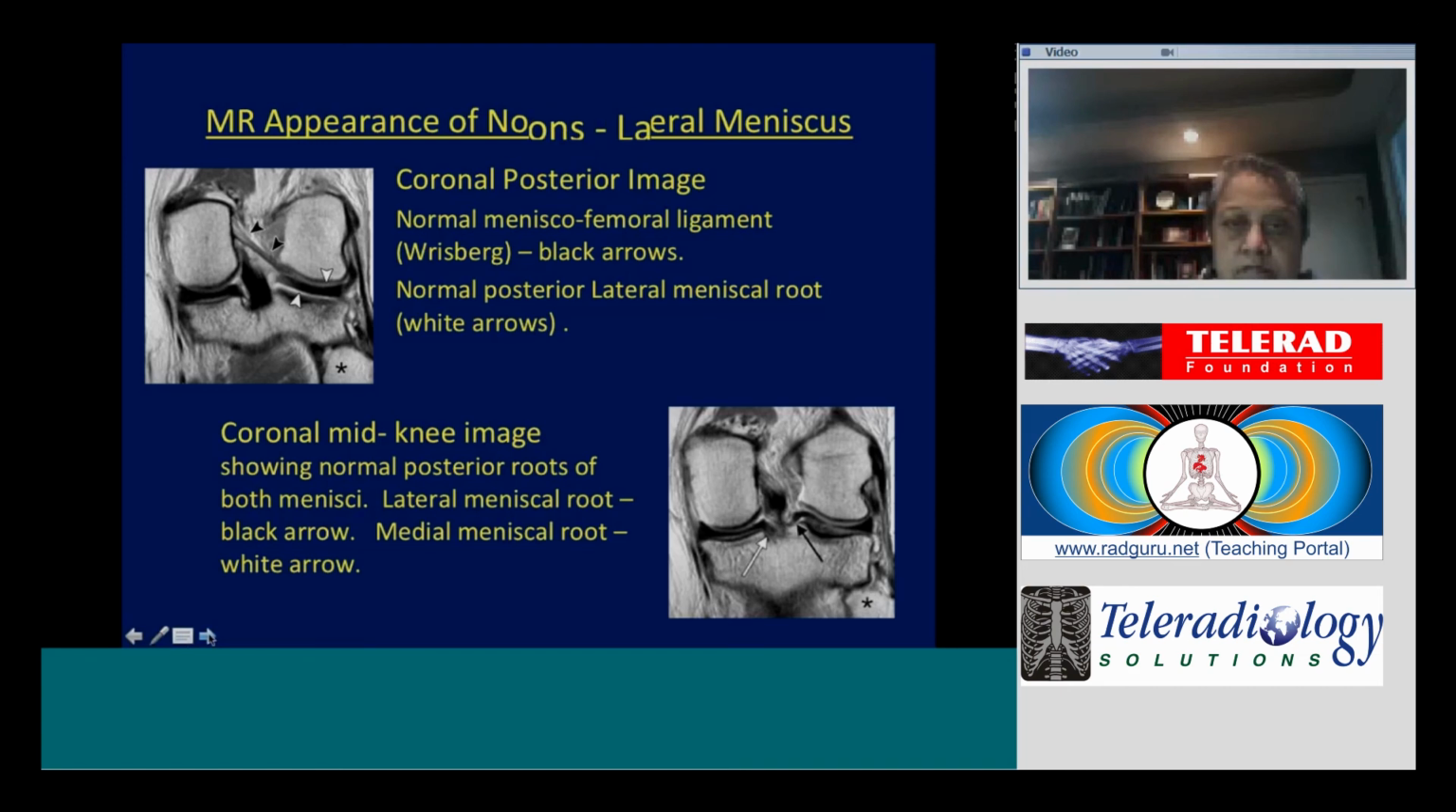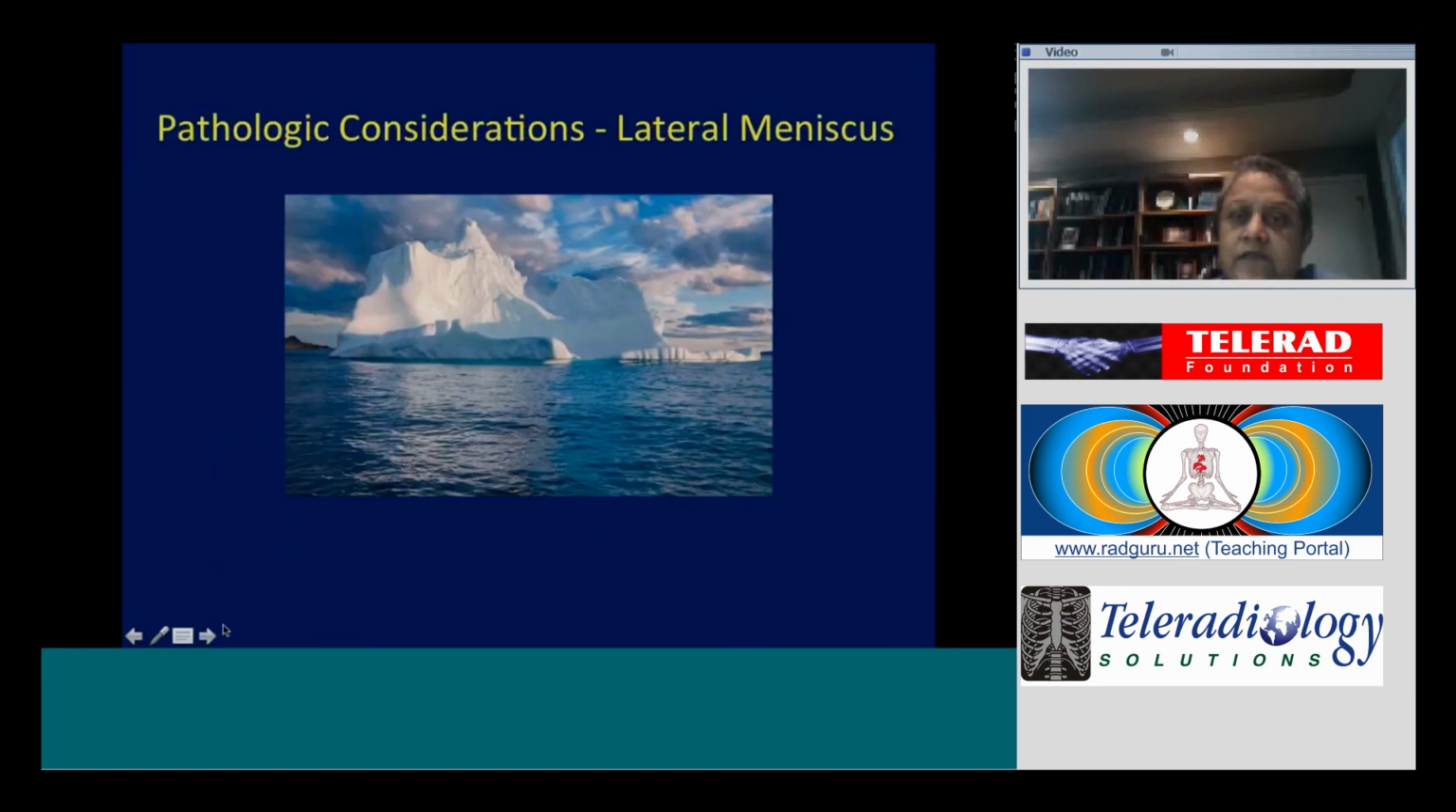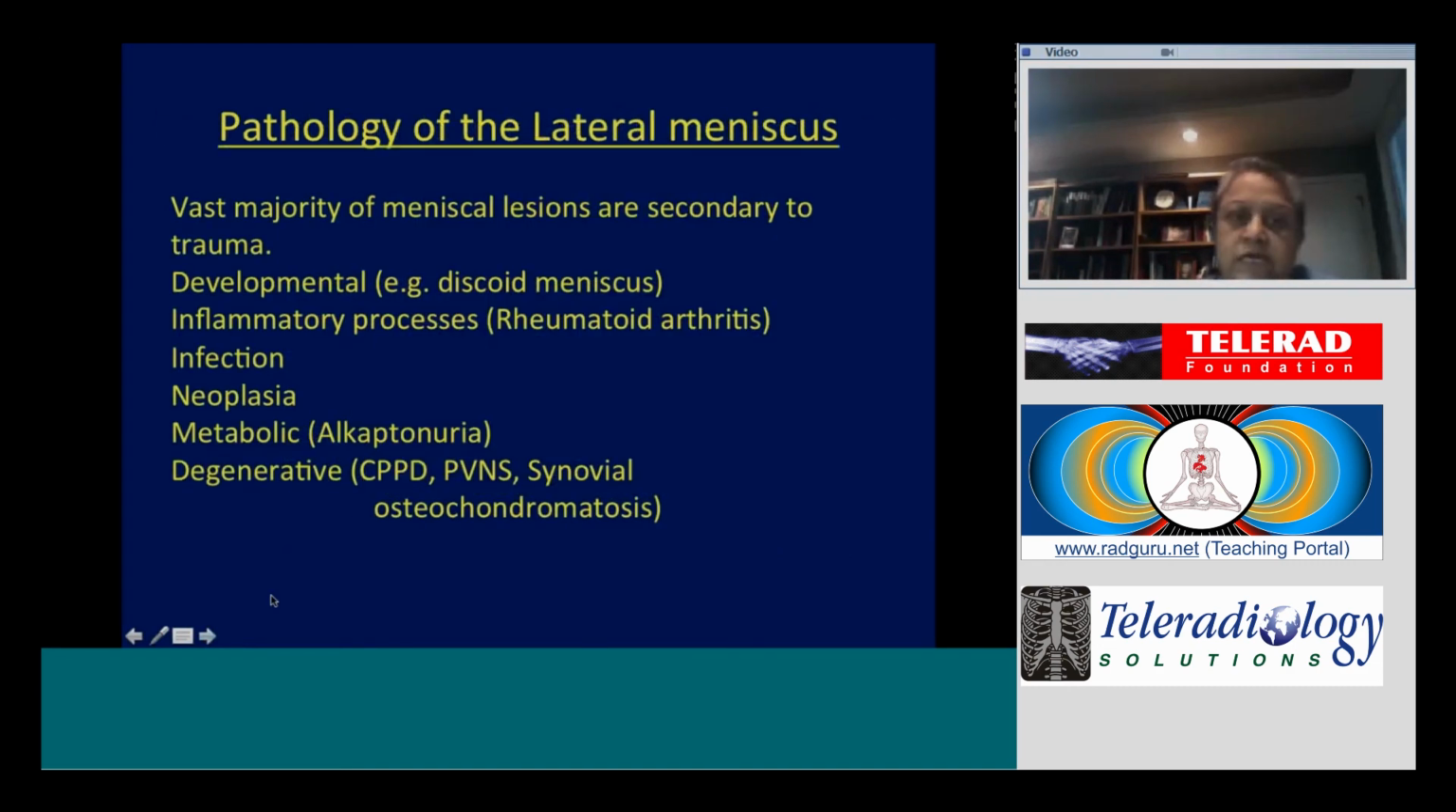Now let us consider the pathologic problems which afflict the meniscus, in this case particularly the lateral meniscus. A variety of meniscal lesions are present, but the greater majority of these meniscal lesions are secondary to trauma. What are some of the other pathologies? There may be a developmental abnormality, and the most common is the discoid meniscus, which is really more common in the lateral meniscus than in the medial.